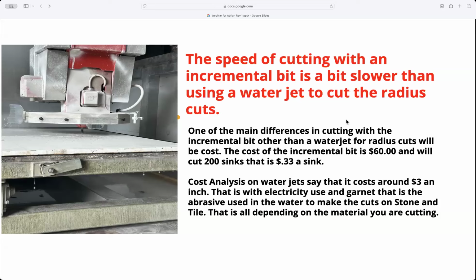Right. For those who aren't familiar with an incremental bit, can you describe a little bit about what that is? Yeah, the incremental bits come in and cut little by little.